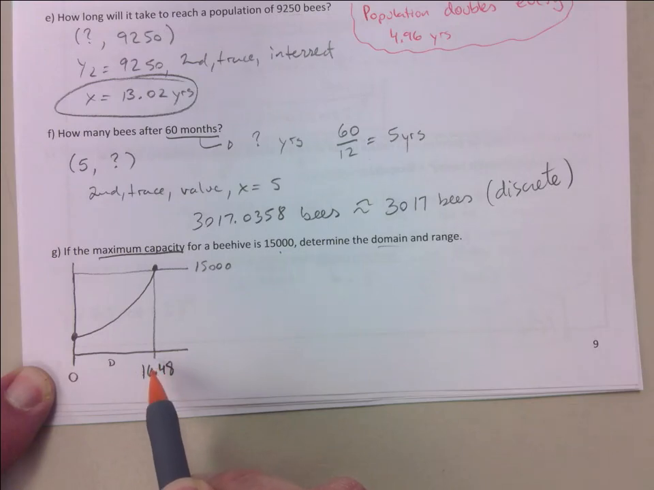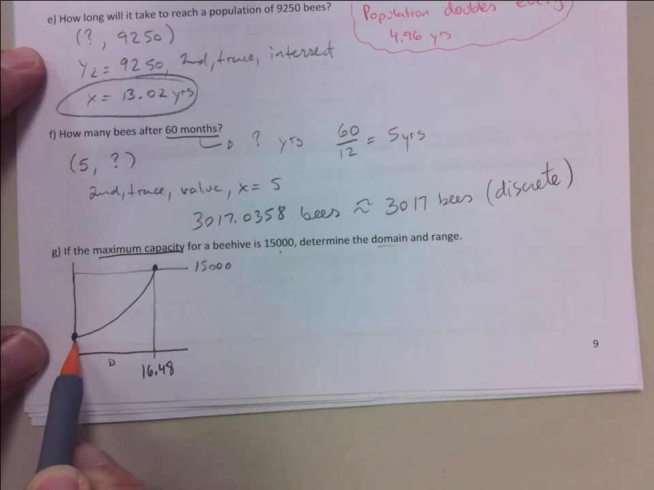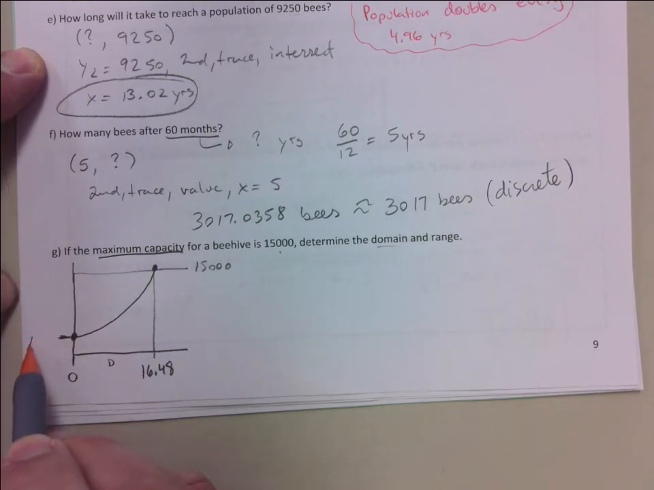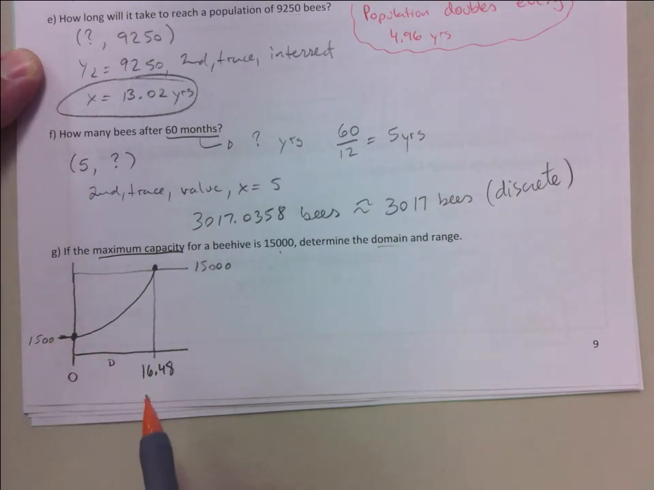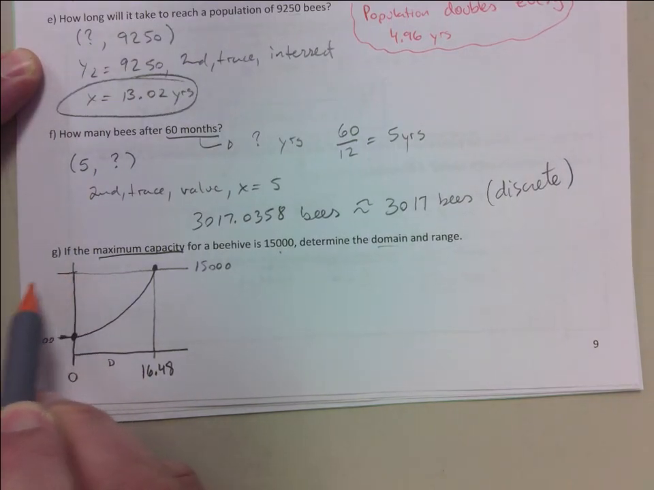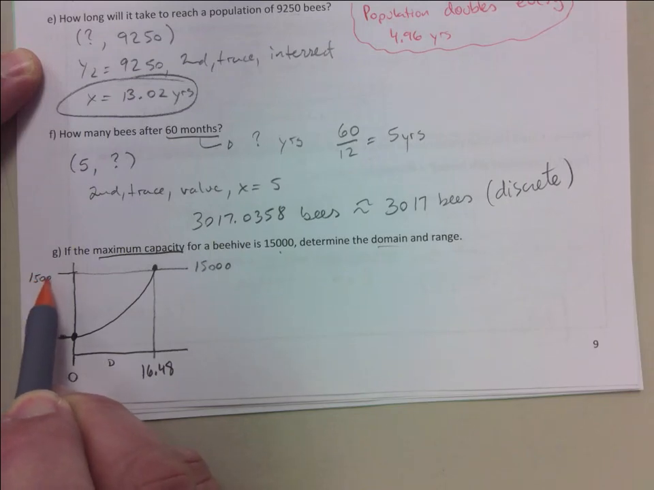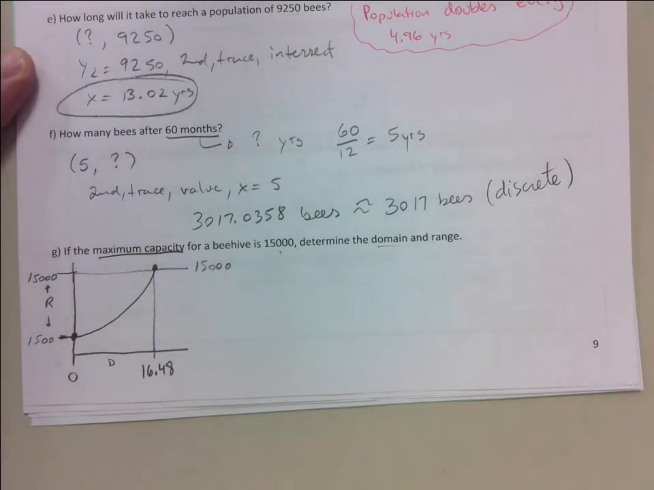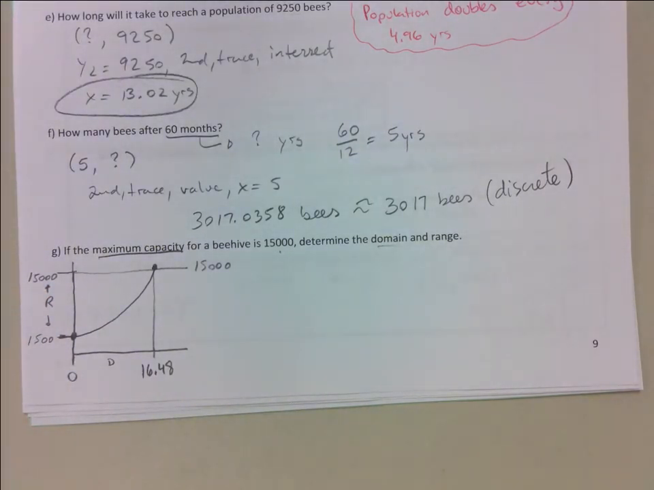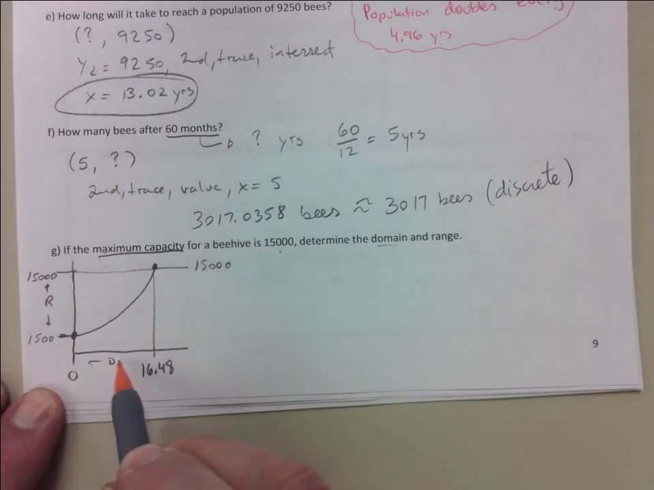Got it? For my range, how about we extend the range on the side here? Range, we go from 1,500 to a maximum of 15,000. This is my range. Sketches are really good for domain and range, in my opinion.